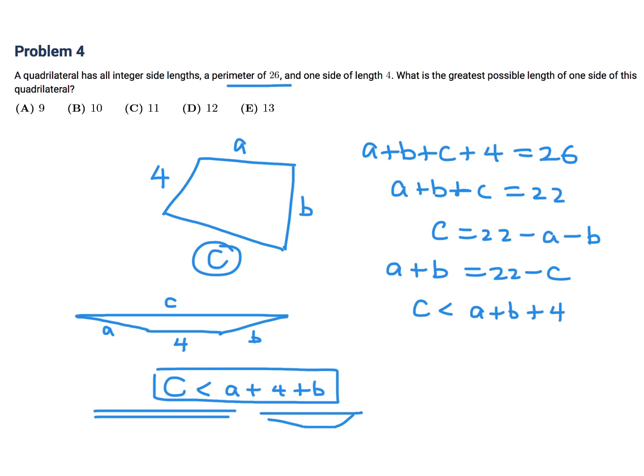Okay. Now, A plus B is 22 minus C. So C has to be less than 22 minus C plus 4. And therefore 2C is less than 26. And therefore C is less than 13. And they want the greatest. So the greatest possible side length is got to be less than 13. So the greatest would be 12. And therefore that's D.